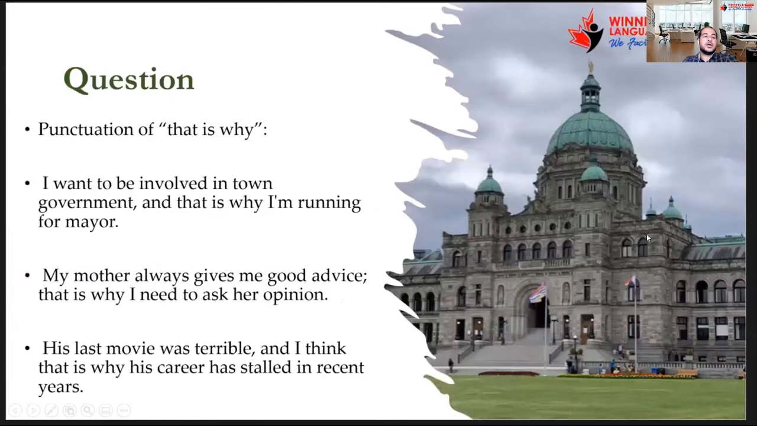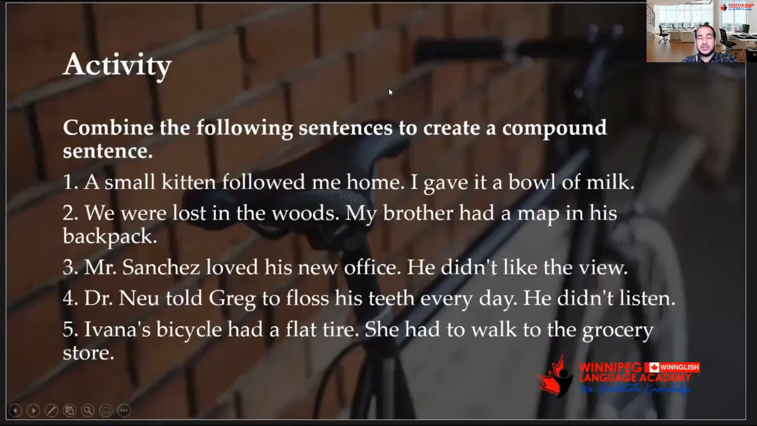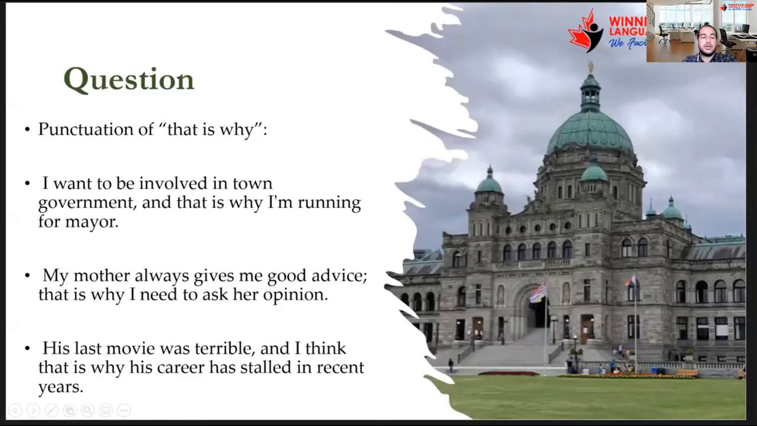Now, moving on, this question. The question was, how can we punctuate "that is why"? You could use "and" before "that is why," and then you use a comma before "and." Could you please, guys, mute yourselves? Just make sure your phone is muted. Thank you. Another way is to just use a semicolon, and this semicolon is used instead of the word "and."